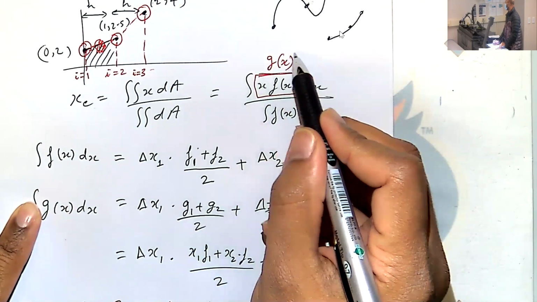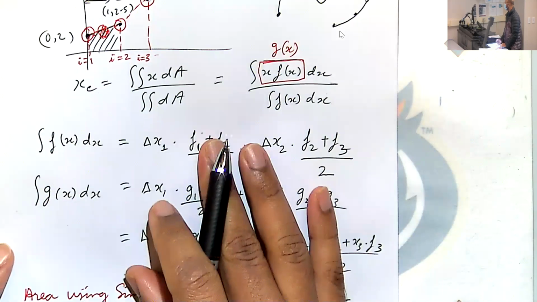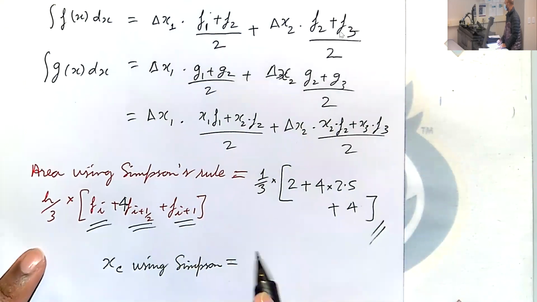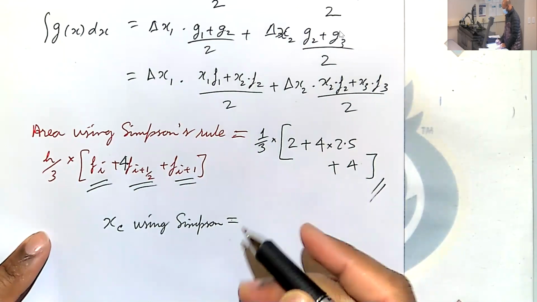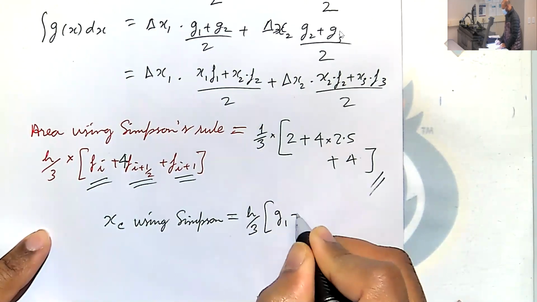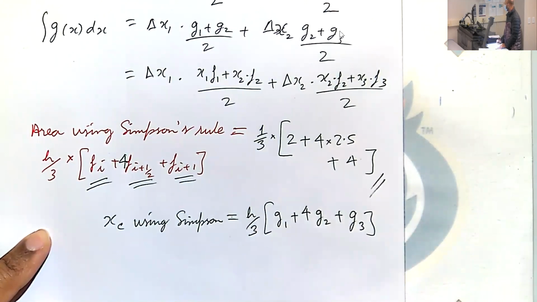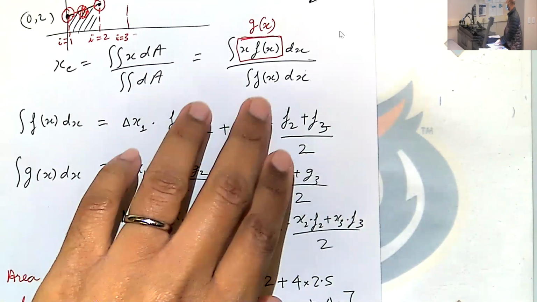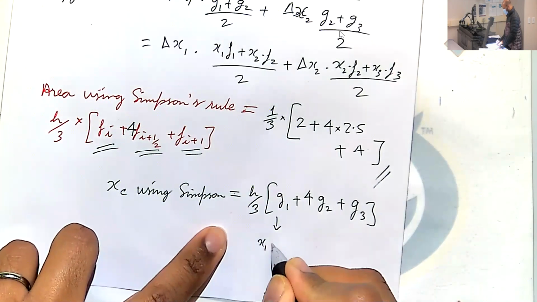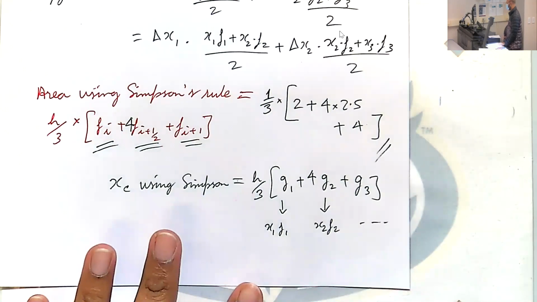So we just need to evaluate this using Simpson instead of trapezoid. We already did that using Simpsons. We replace all the f with g. You can do the same thing here. You replace all the f with g. So you just write h over 3 g1 plus 4 g2 plus g3. And just replace all the g with what it is, which is x times f. So this guy is x1, f1. This guy is x2, f2, dot, dot, dot. Make sense?